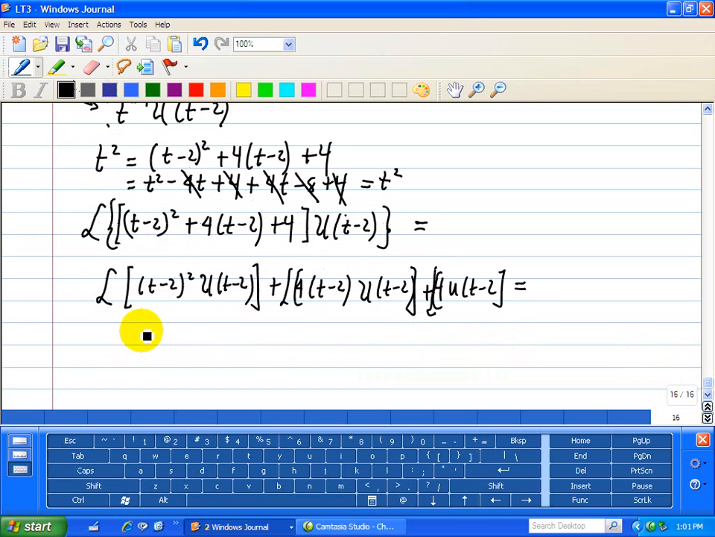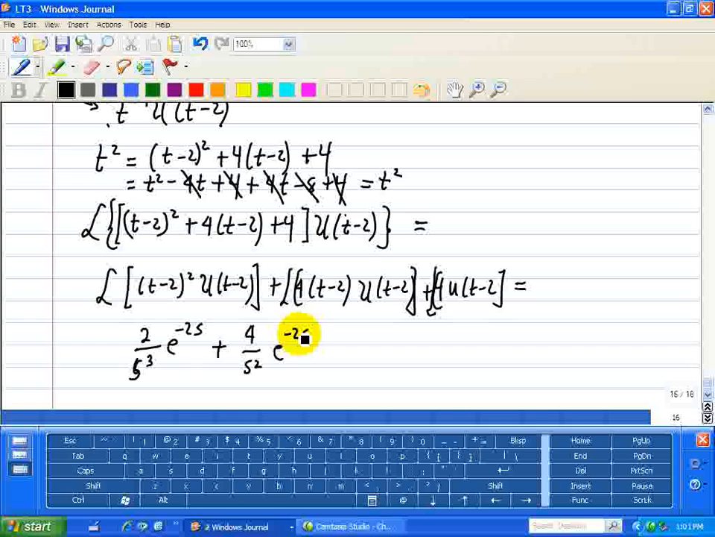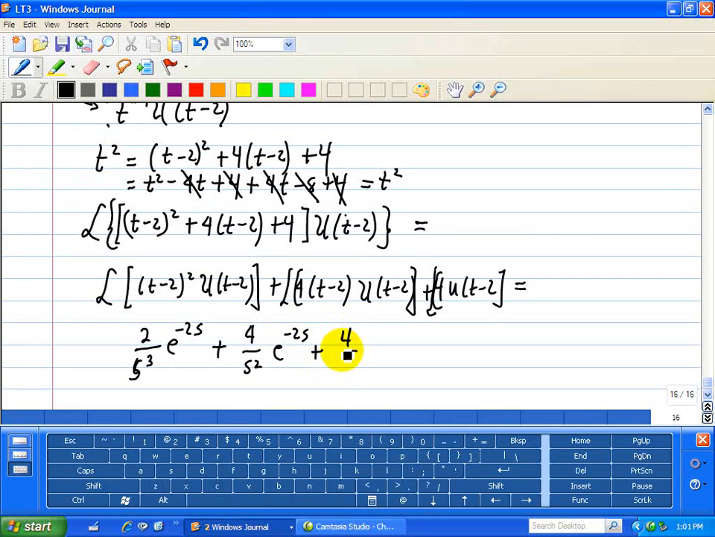So this is like a t squared, so this is like 2 over s cubed multiplied by e to the minus 2s. And this one would be 4 over s squared multiplied by e to the minus 2s, plus 4 over s times e to the minus 2s. And that would be our Laplace transform for this case.